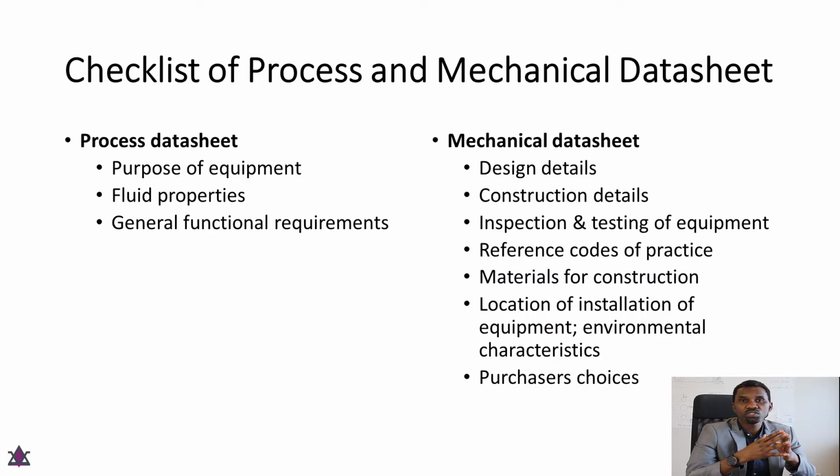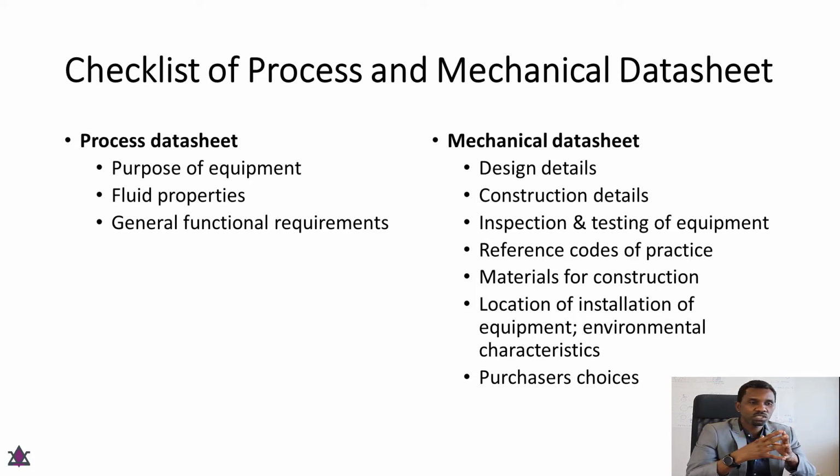During the design process, in order to share information amongst the engineers as well as to get manufactured equipment from vendors, two data sheets are provided, one of which is the process data sheet and the other is the mechanical data sheet. Both of them contain different levels of detail. The process data sheet is more concise in that it provides the purpose of equipment, the fluid properties, as well as general functionality requirements of that processing unit, while the mechanical data sheet is more specific to the kind of equipment that is supposed to carry out all this functionality.